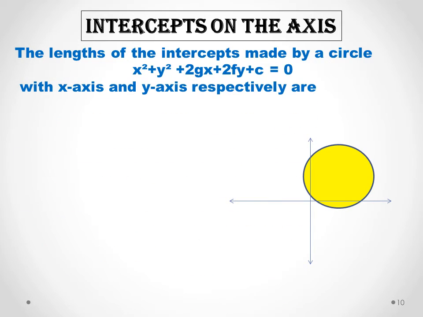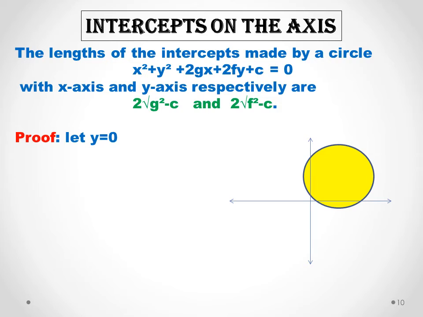So what are the lengths of the intercepts? The length of the intercept on the x-axis is 2 under the root g square minus c, whole, and on the y-axis it is 2 under the root f square minus c, whole. So these are the two lengths of the intercepts on the x-axis and y-axis respectively.